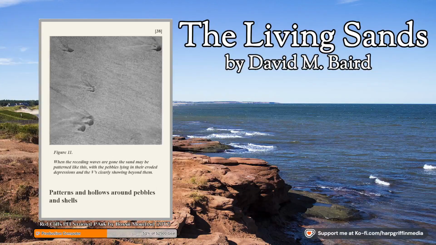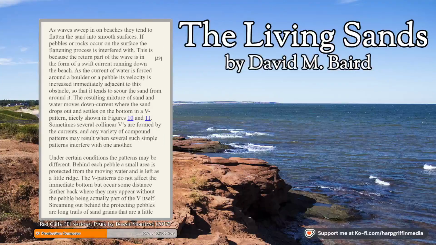Figure 11. When the receding waves are gone, the sand may be patterned like this, with the pebbles lying in their eroded depressions and the V's clearly showing beyond them. Patterns and hollows around pebbles and shells.